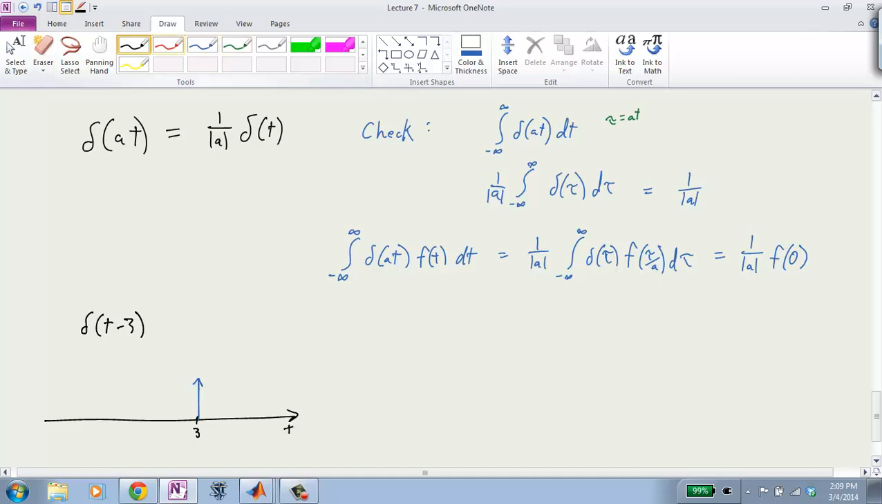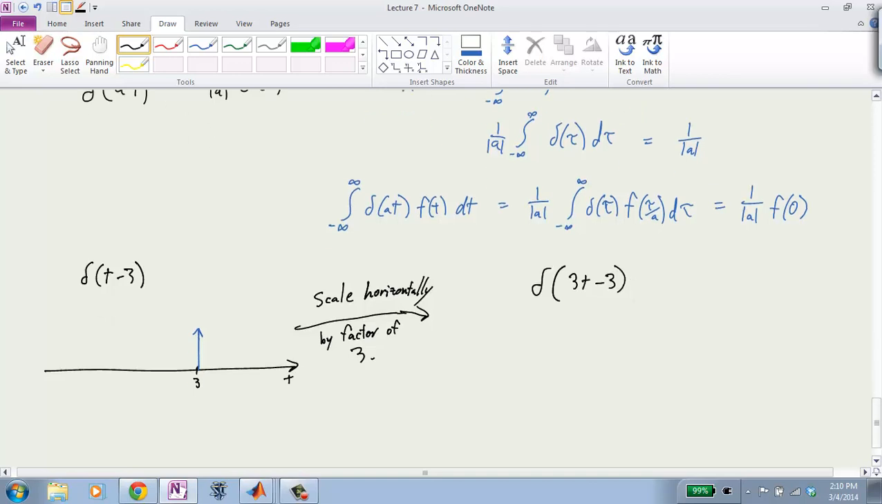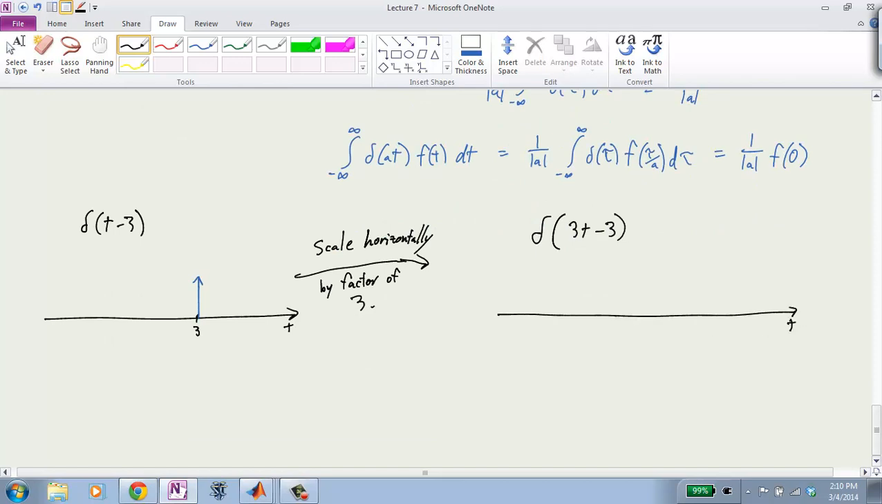Now suppose we scale horizontally by a factor of 3. What I mean by that is we're going to squish it horizontally by a factor of 3. So that means we're now looking at the function delta of 3t minus 3. We took our old function and replaced the argument t with 3t. Whenever you replace the argument t with 3t, you've squished the whole function. All right? So graphically, we know it should look something like the following. Here's 0, here's 3, here's 1. Now that we've squished horizontally by a factor of 3, we should get something here.